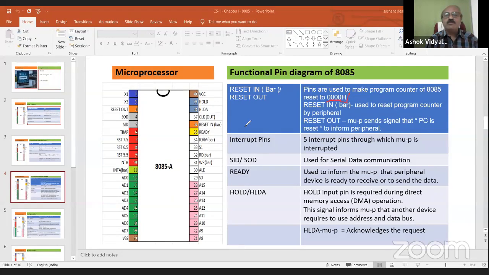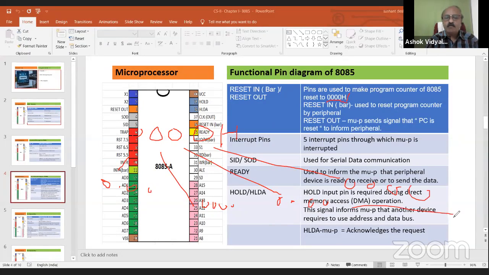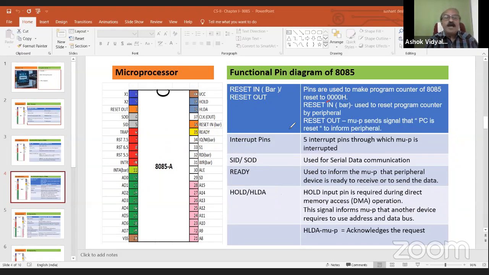Why is this 0000H? Now friends, remember, whenever we talk in assembly language, we always talk in the hexadecimal number system. H means hexadecimal number system. So each 0 will be 0000 in binary, and there are four such digits. So total how many bits will be there? 4, 4, 4 and 4. Total 16 bits.